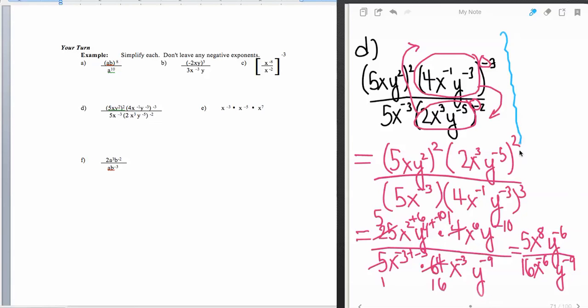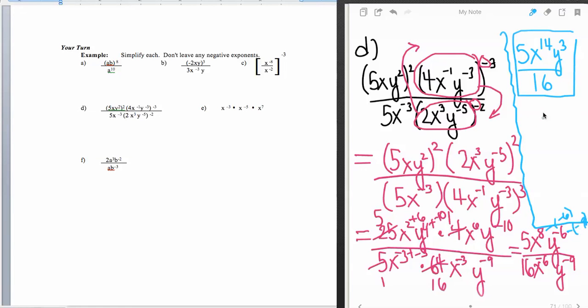Now I don't have a blank page past this, so I'm going to use this area over here to continue. So we have an 8 minus a minus 6, and we have a negative 6 minus a minus 9. And if you want to do it that way, that's perfectly okay. So we have 5, and then minus a minus is a plus, so x to the 8th plus 6, which is 14, and then y, negative 6 plus 9, which is positive 3, and then our denominator still holds 16. And so that's one way to do that and get our final answer.